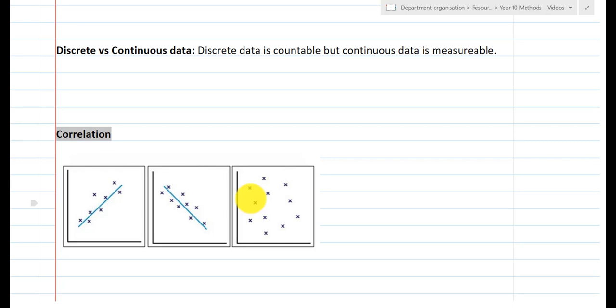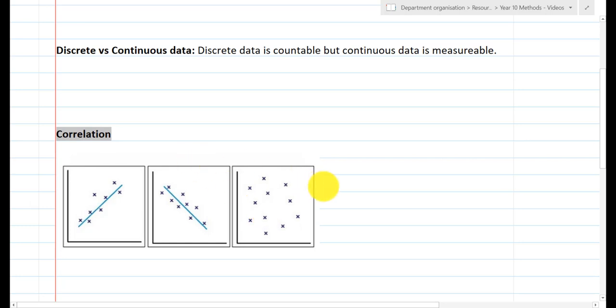Rarely will you get a raw set of data that has perfect correlation, so you're always going to have some weakness in your model and in your prediction. But if you can get yourself a really good regression analysis that shows strong correlation, well then that reduces the weakness in your model. That's what you're aiming for.